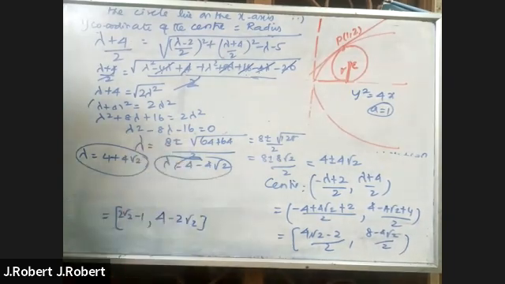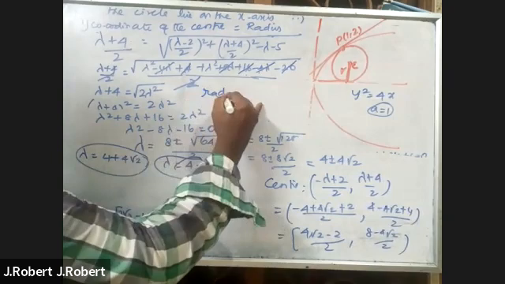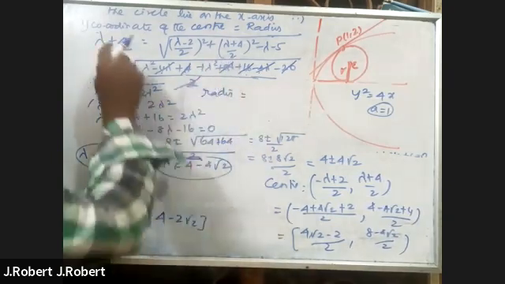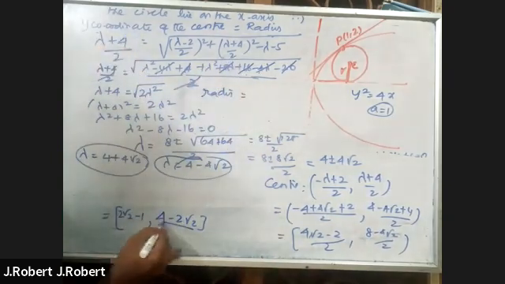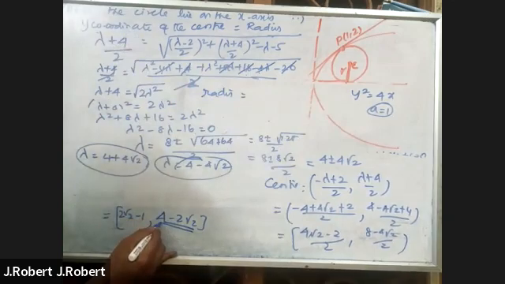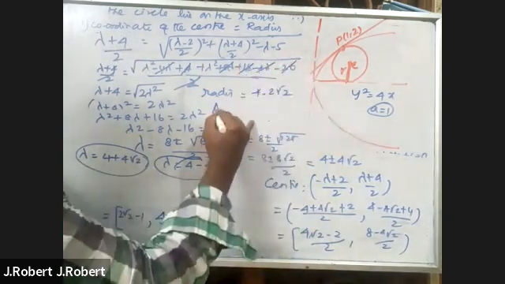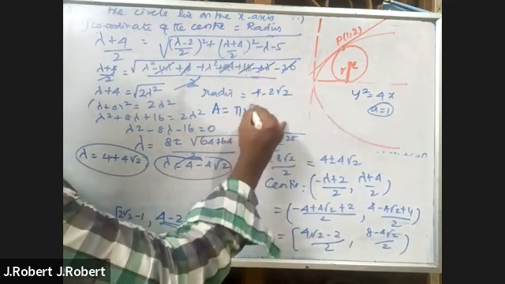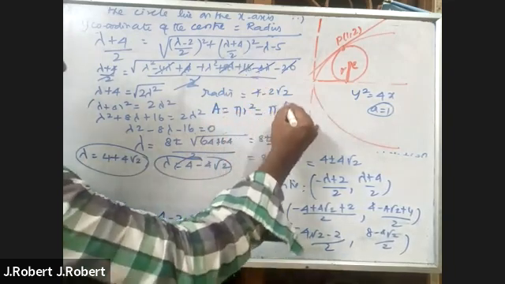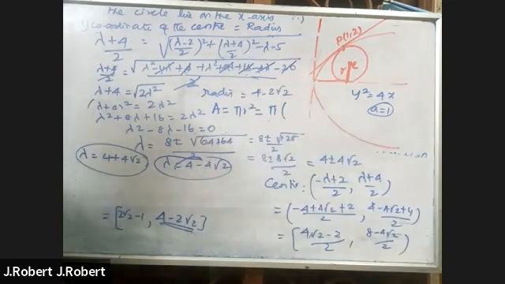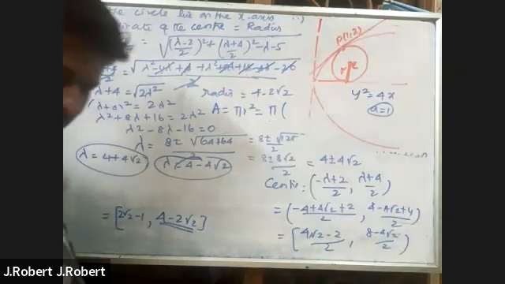This is the center. And the radius is the y-coordinate, that is lambda plus 4 by 2, so the radius is equal to 4 minus 2 root 2. The area formula says pi r square, so pi into r square, where r is 4 minus 2 root 2, the whole square.